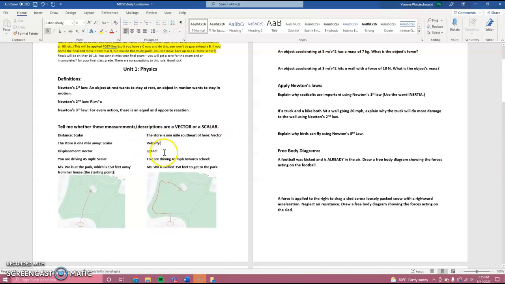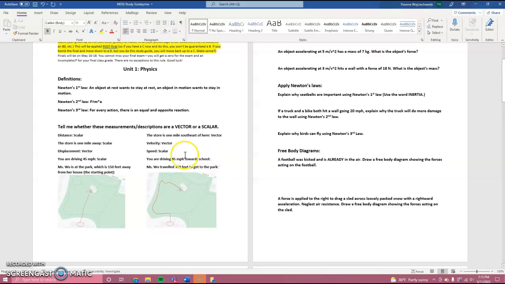Velocity and speed. This is a really easy one to remember. Speed starts with S. Speed is a scalar. Velocity starts with a V. It is a vector. It just so happens that it works out that way. Velocity cares about direction. Speed does not. For instance, you could be going 45 miles an hour. If I say that you're going 45 miles an hour north, that is a vector.